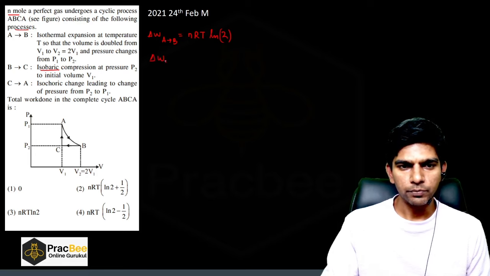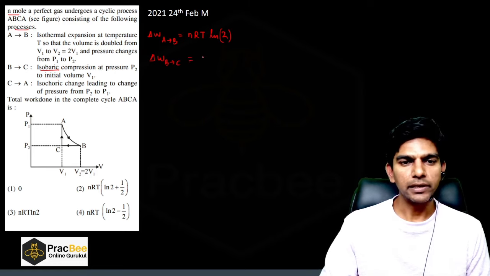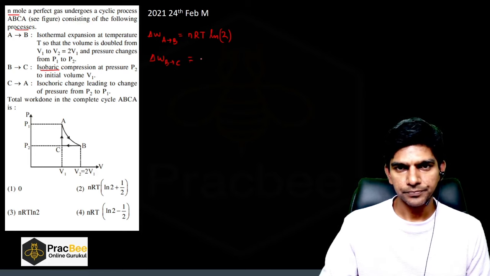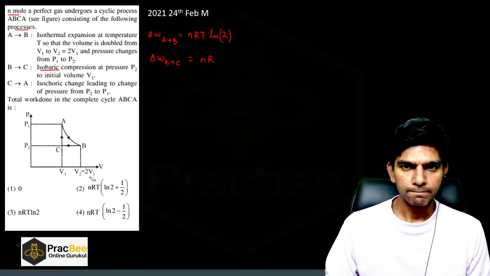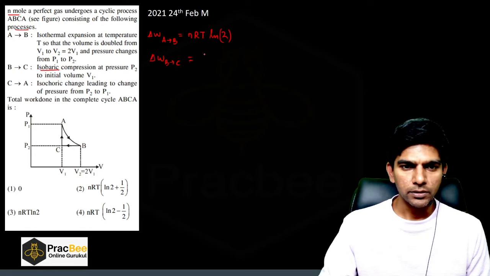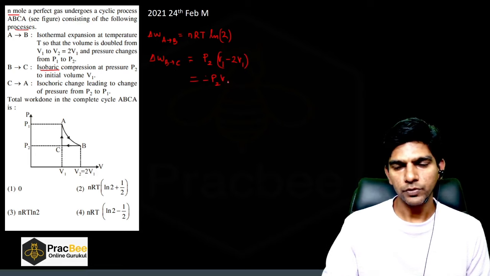Now work done from B to C. In an isobaric process, work done will be given by P delta V or nR delta T, right? I can write this as P delta V. Pressure at B is, let us say, P2, and the final volume is V1 and the initial volume is 2V1. So this is nothing but minus P2 V1.